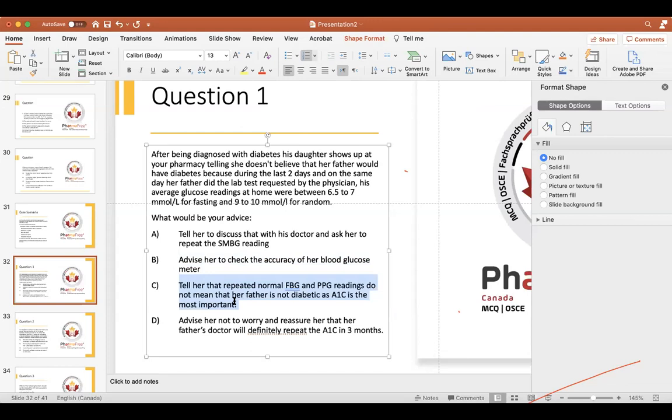The fasting is 6.5 to 7. This is, you can exclude it already. So I chose C, but I could exclude the C. I could exclude the D because it advised not to worry and reassured that her father's doctor will definitely. This is like ignoring the patient. No, this is yes. So yes. A, tell her to discuss that with the doctor and ask her to repeat, like, why is this wrong? Like, second one, we made an assumption that accuracy is wrong, but based on what you said, if more than 15%.